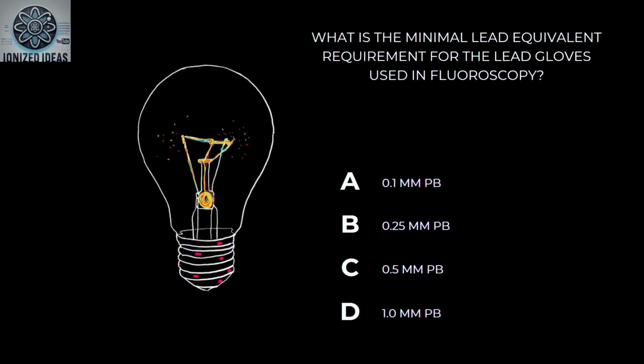What is the minimal lead equivalent requirement for the lead gloves used in fluoroscopy? A. 0.1 mm Pb, B. 0.25 mm Pb, C. 0.5 mm Pb, D. 1.0 mm Pb.